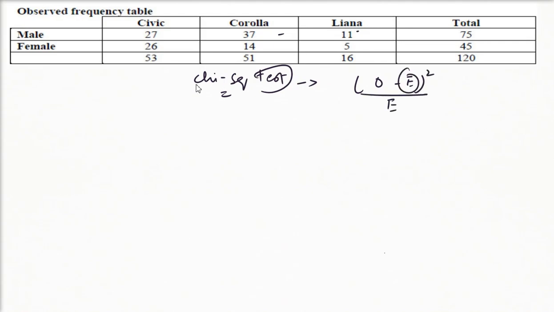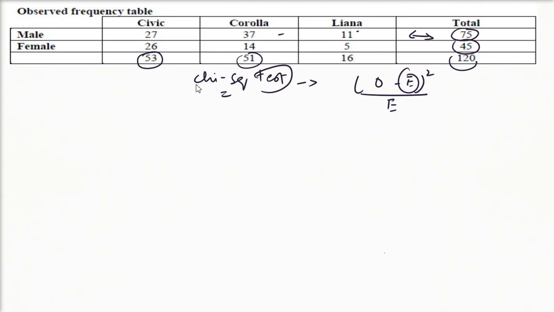And how will we be calculating the expected? This is the thing we often tend to forget. For example, this is the row total, multiplied by the column total, again row total times column total, and divided by the total value.